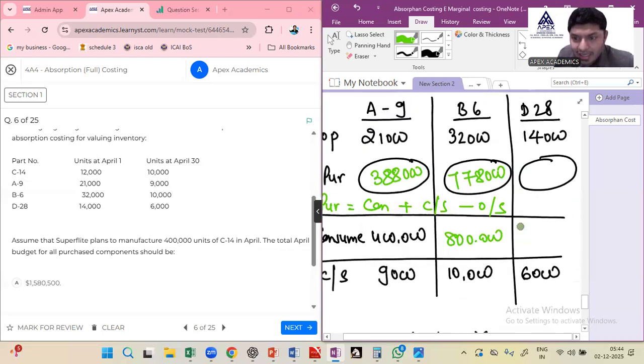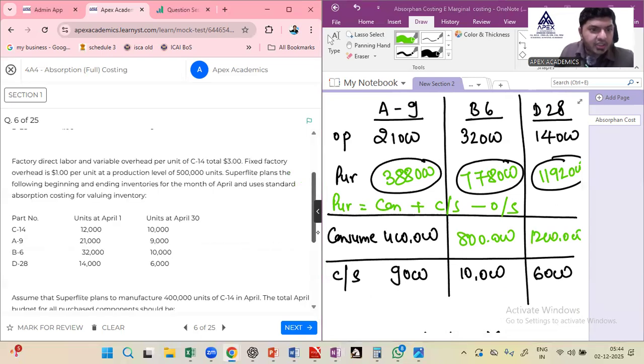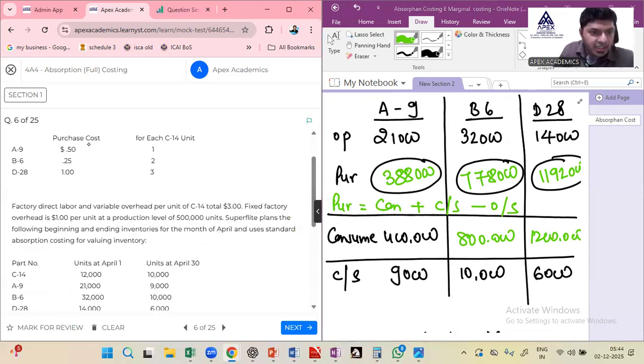So I'll write down 12 lakhs in my consumption over here. 12 lakh plus 6,000 is 12 lakh 6,000 minus 14,000 of opening stock gives me 11 lakhs and 92,000. Now, my dear students, they are asking you purchase budget. Please look into the question. You have been given the purchase cost of each of these items.